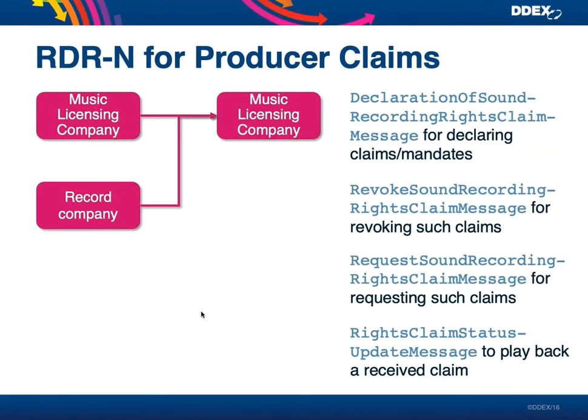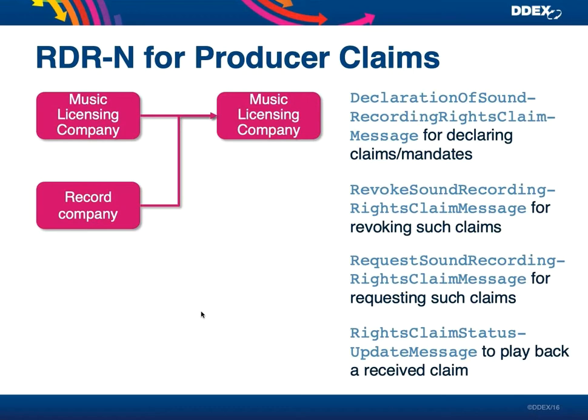So what are the choreographies? They are actually, to be fair, fairly simple. When you're looking at RDR-N, the notification, well, looking at producer claims, there are 4 messages that are interesting. But it's all about music licensing companies or record companies providing such claims to music licensing companies. And the main message is the Declaration of Sound Recording Rights Claim message.